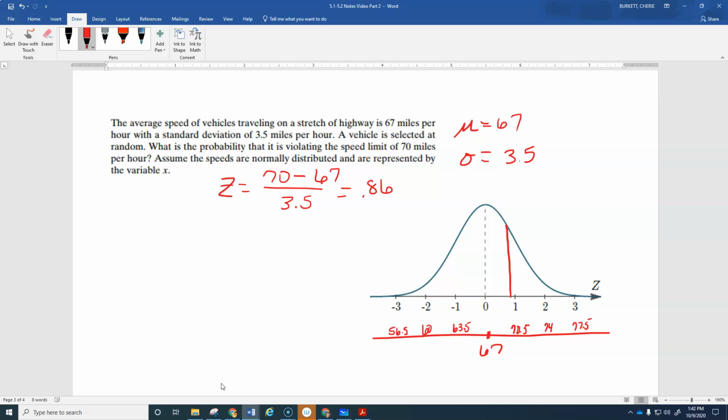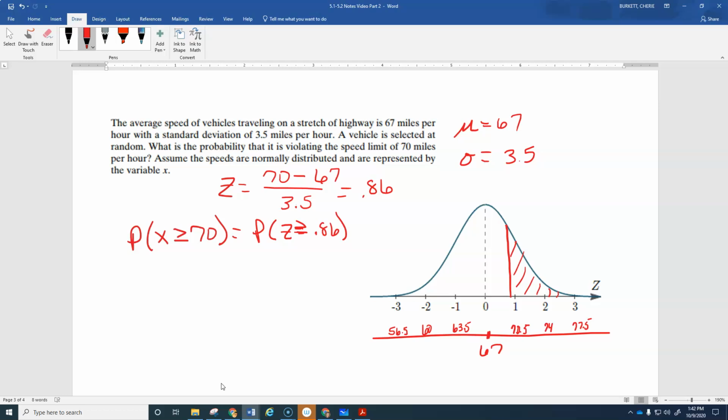So if you look up 0.86 on the z-table, it's going to give you this area, and this says what's the probability that they're violating the speed limit. If you're violating the speed limit of 70, what are you doing? Are you going faster than 70 or slower than 70? Violating the speed limit means that they're asking who's going greater than 70, and that's going to be the same answer as who's greater than 0.86 on the z-axis, 0.86. So you want this. You want the area to the right.